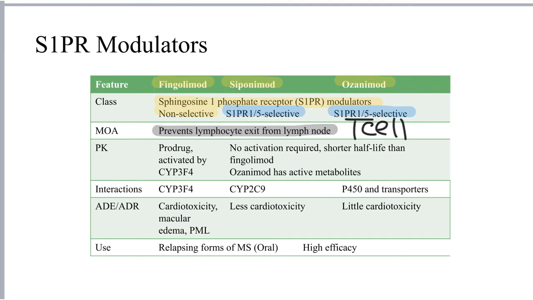Fingolimod is a prodrug and is activated by cytochrome P450 3F4, and therefore drugs that either induce or inhibit CYP3F4 should be carefully monitored in patients. However, given that 3F4 is a more minor CYP, this is not a concern with too many other drugs on the market. Siponimod and ozanimod do not require activation, and they also have a much shorter half-life than fingolimod. Ozanimod is interesting because the primary action is actually due to some of its activated metabolites as opposed to the parent drug, even though the parent drug does have activity itself.